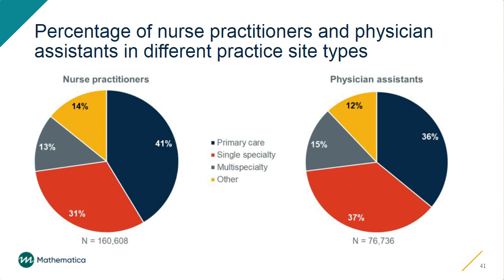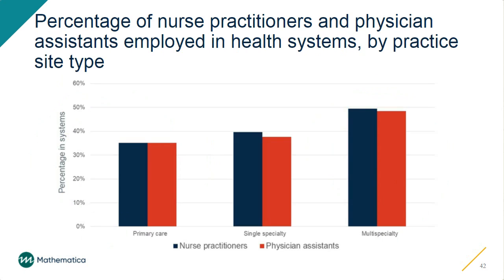And just one other note on that, that is the group that has the lowest participation rate. That's not the right term, but the percentage of NPs in systems, that's the group that has the lowest percentage among all of the practice types. That's right. So I think about 20% of them are in systems compared to 30 to almost 50% among these other groups.